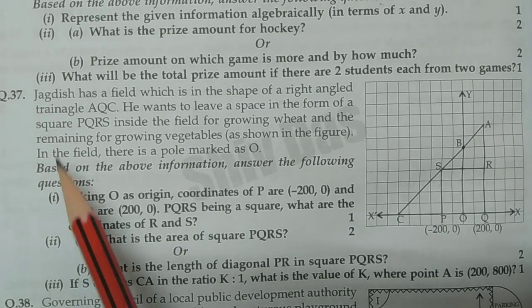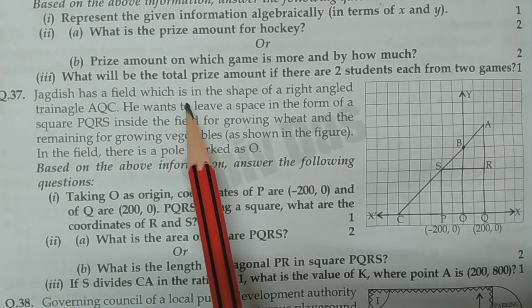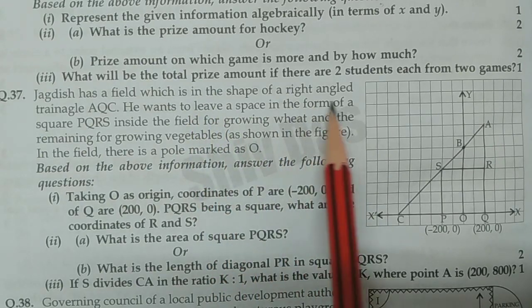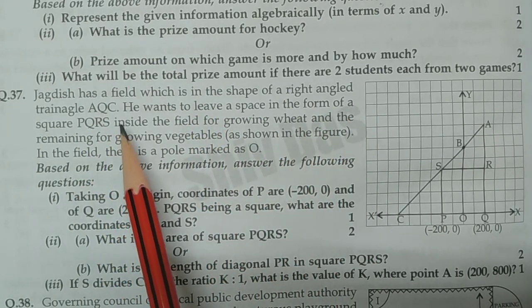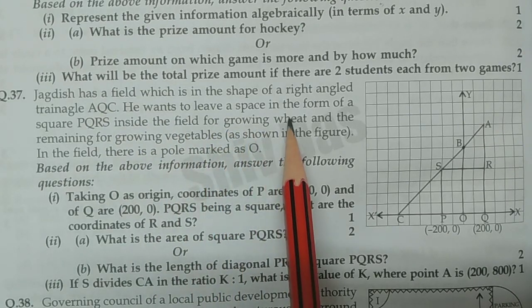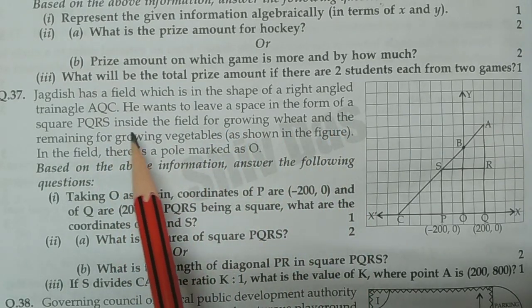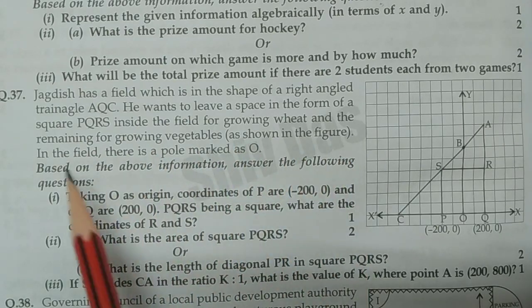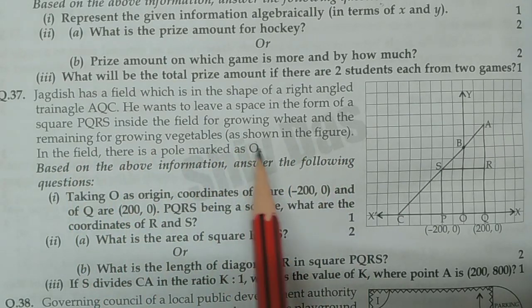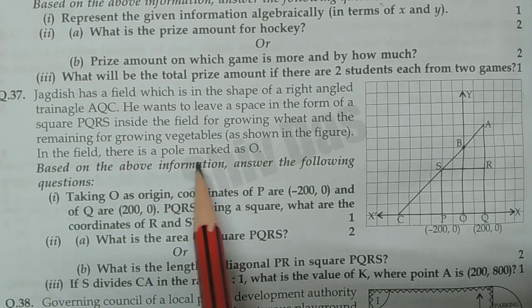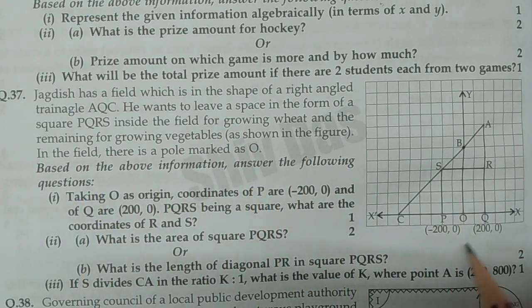It's given here that Jagdish has a field which is in the shape of a right angle triangle ABC. He wants to leave a space in the form of a square PQRS inside the field for growing wheat and the remaining for growing vegetables, as shown in the figure. In the field there is a pole marked as O. So you can see in the figure that there is a pole marked as O here properly, and you can first observe this picture here. So after observing all these things properly, you can understand what you have to answer. Based on the above information, answer the following questions.